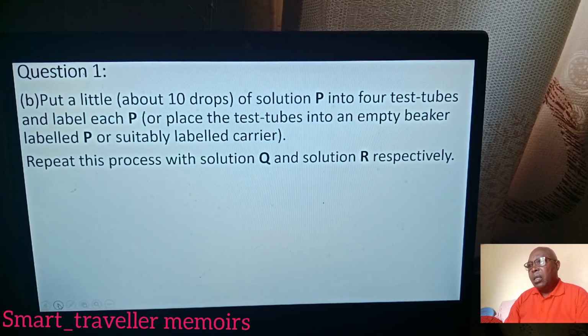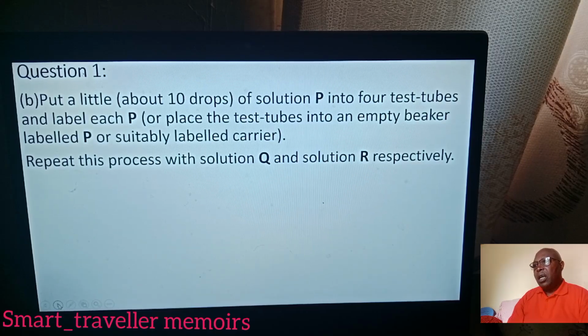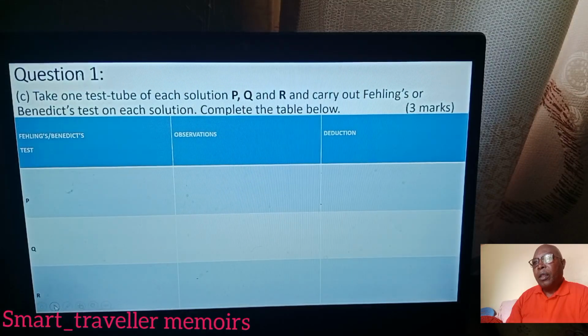Part B: put about 10 drops of solution P into 4 test tubes and label each P, or place the test tube into an empty beaker labeled P or a suitably labeled carrier. Repeat this process with solution Q and solution R respectively.